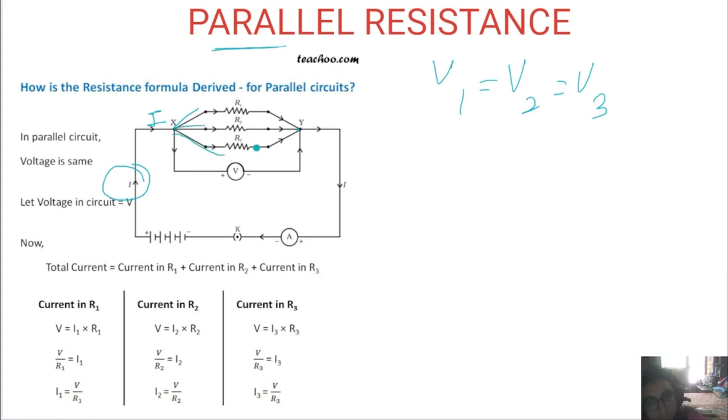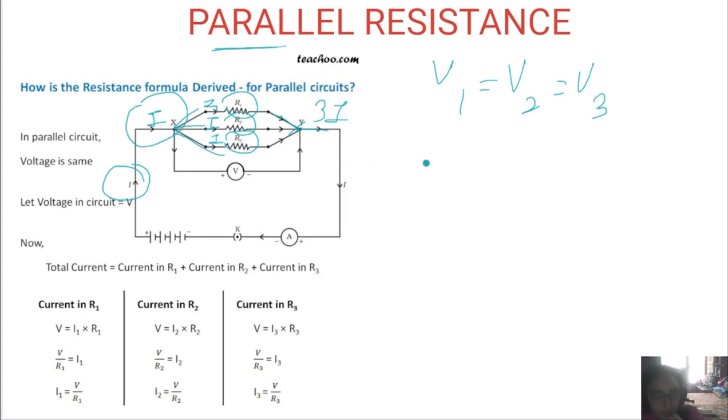Because it has to supply the current through all these 3 resistances, and it cannot be so that if I tell you that all these resistances have I amount of current, then what does it mean? It means that when the current is coming out of Y, it will be 3I. Well, that is not possible, right? The circuit's current will always be I.